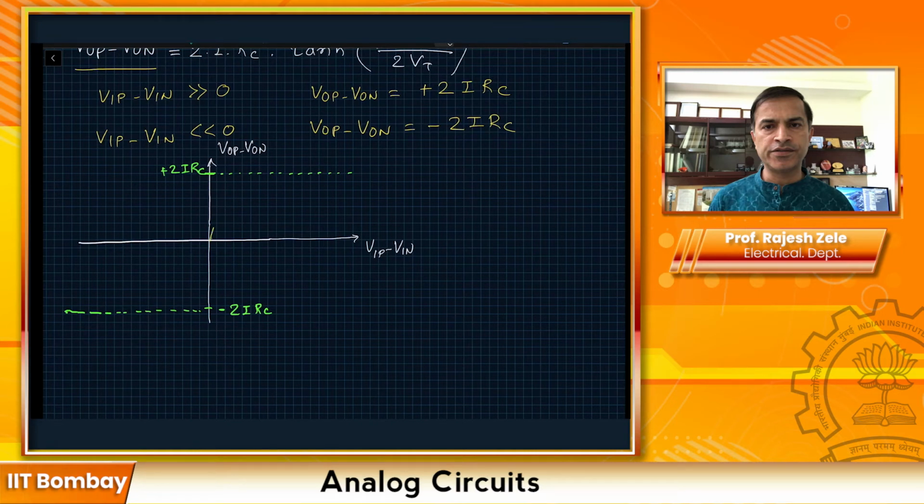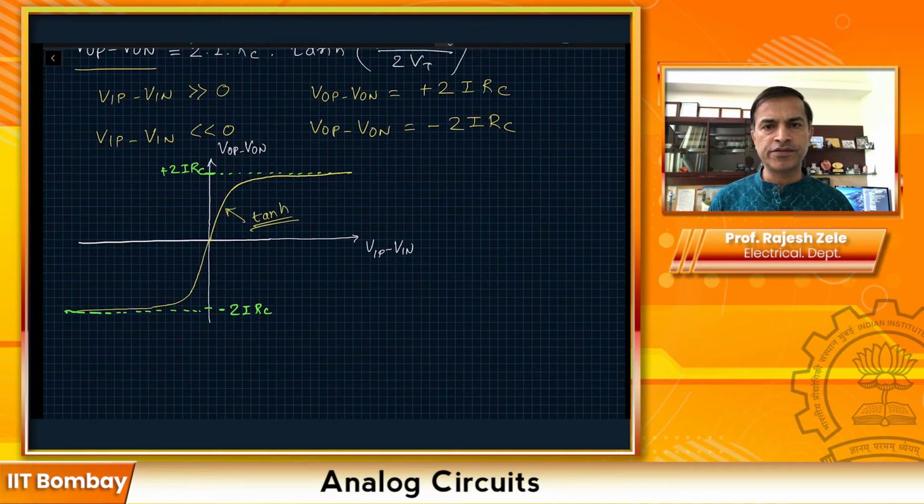You will have a really sharp looking curve, and then it will approach asymptotically plus 2I RC. I'm bringing this out to your attention because I'm going to make a point later on. It will asymptotically reach minus 2I RC. This is the tanh function.